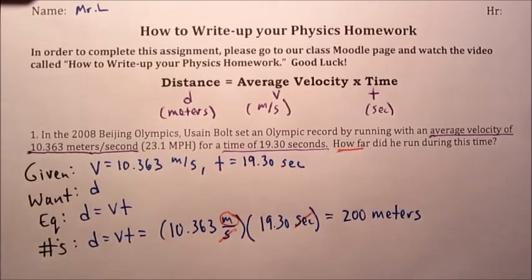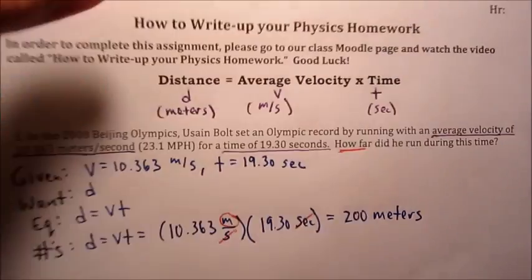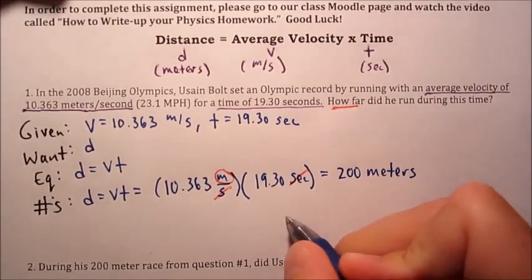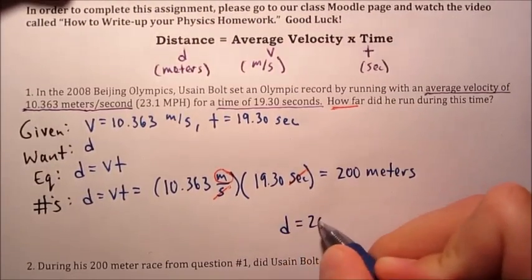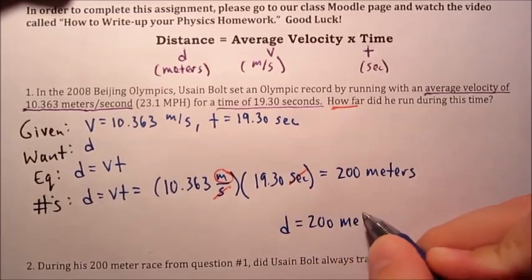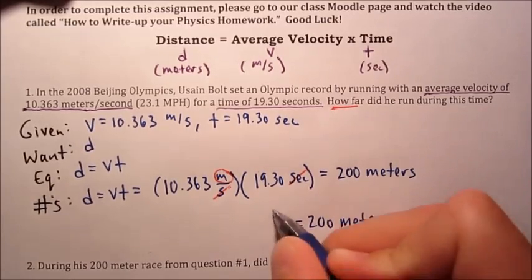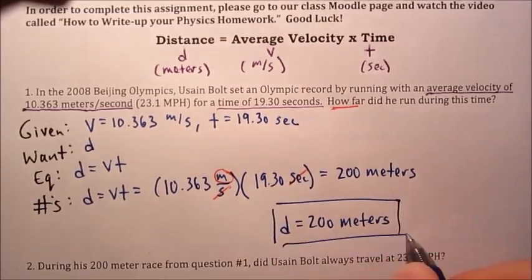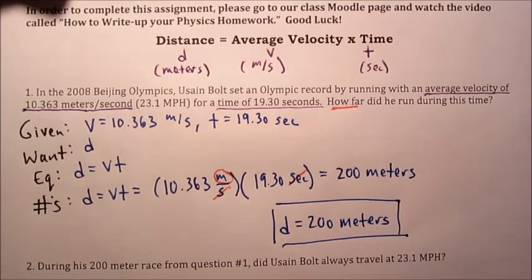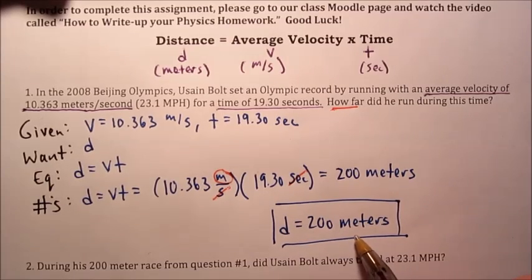Alright, so there's our work, and now the last step, once we have a final answer, we always write our final answer with the units on there, and then we box it up. So that lets your physics teacher know their final answer is 200 meters. Now when I grade this, or say this was a test, the first thing I'm going to do is look at your final answer and see if you got it right.